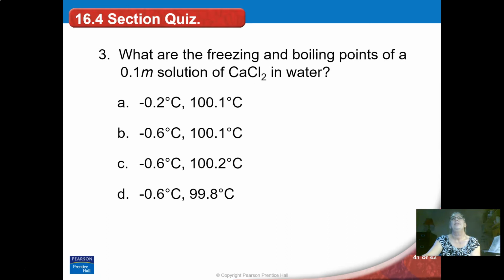Last. So this one you're going to have to pause me and do the math of this, and use those formulas I gave you, and then remember to change it from 0 and 100 as our normal boiling points and freezing points, and do that change. So you should get this if you do it correctly.